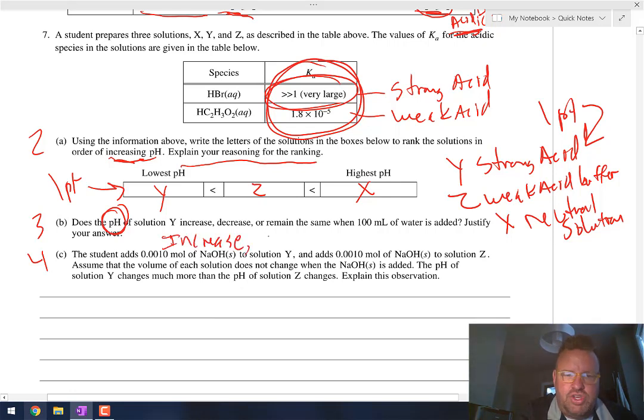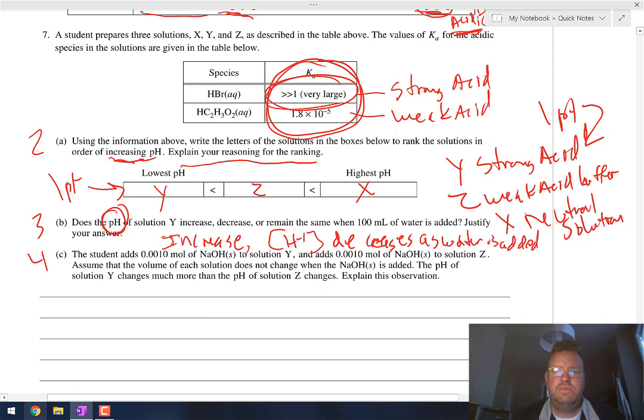And then to justify, you're going to say because the hydrogen ion concentration decreases as water is added. And that's just a 1 point response to get us up to 3 points there. And then part C, a student adds some sodium hydroxide to Y, and they add some sodium hydroxide to Z.